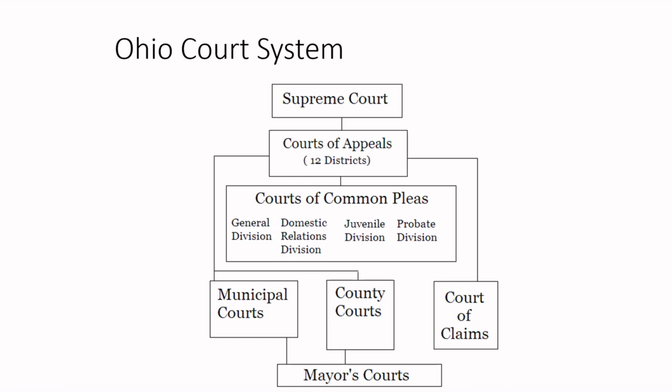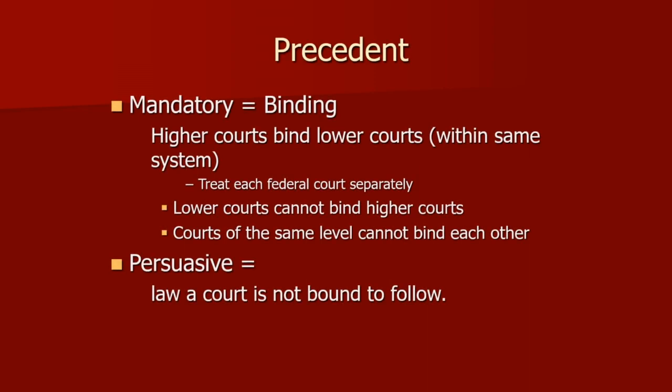Why are we learning about the court system at the beginning of law school? Well, one reason, and a very important reason, is because understanding the structure of the court system helps us understand a concept called precedent. And precedent means that a case was issued by a court that is binding on future courts. This is called mandatory precedent. Understanding the tiered system of courts helps us understand mandatory precedent.